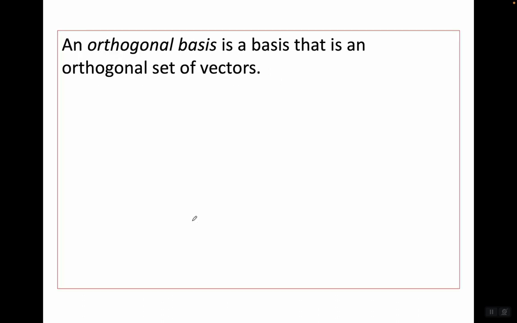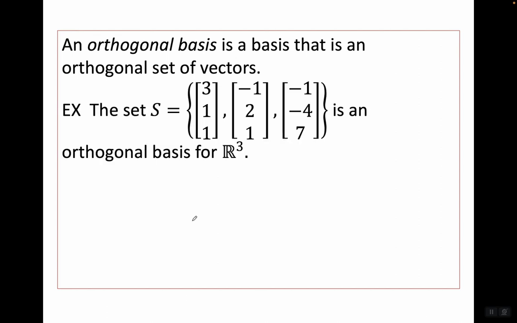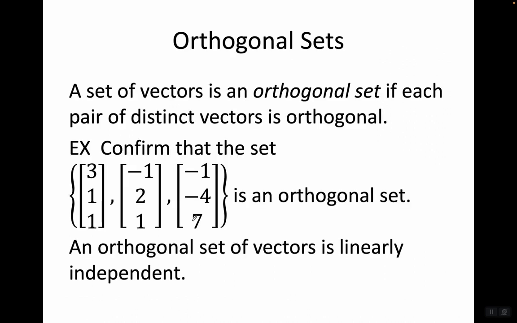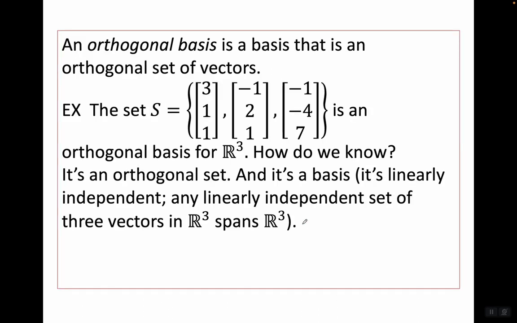An orthogonal basis, you can probably guess what this is going to be, is a basis that is an orthogonal set of vectors. For example, the set S that we looked at a moment ago is an orthogonal basis for R3. How do we know? It's an orthogonal set. We just saw that a moment ago. And it's a basis. How do we know it's a basis? Well, it's linearly independent. An orthogonal set of vectors is linearly independent. And any linearly independent set of 3 vectors in R3 spans R3.